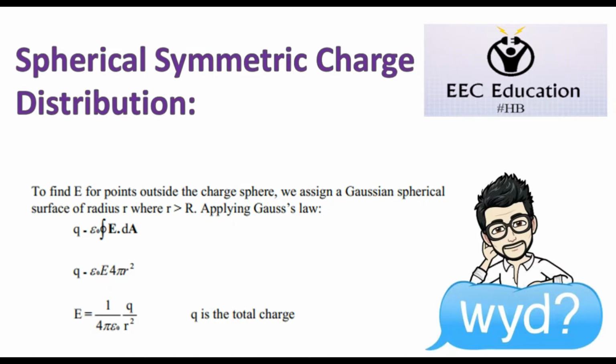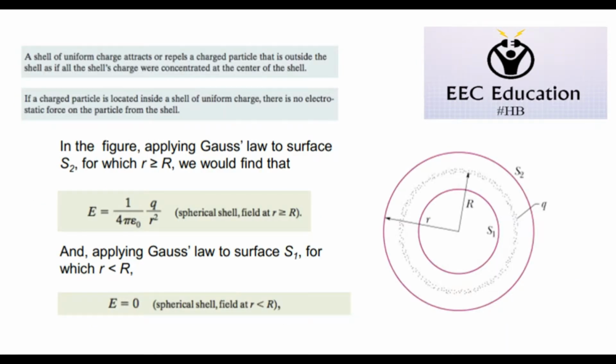First, the case where it's required to calculate the electric field outside the sphere, where small r is greater than R, the radius of the sphere. Then we can apply Gauss's law to get that E equals k times q over r squared. This is the same result as obtained for a point charge.